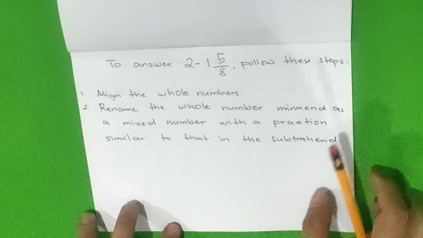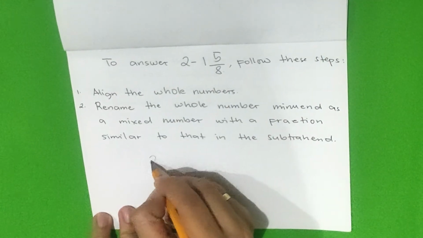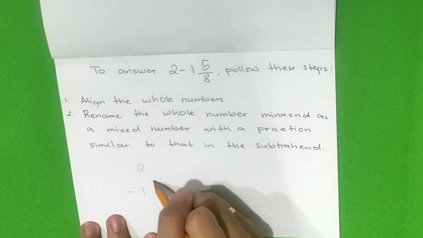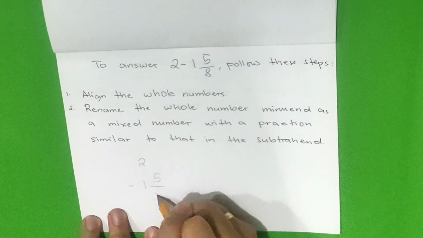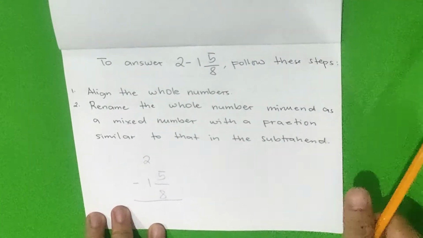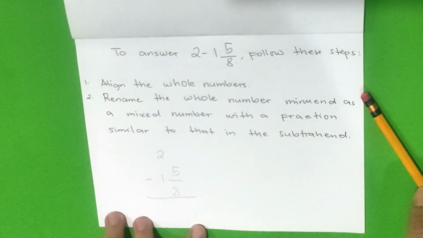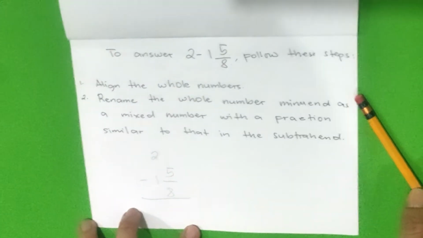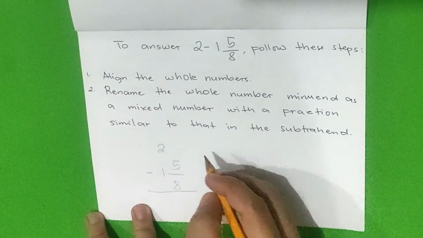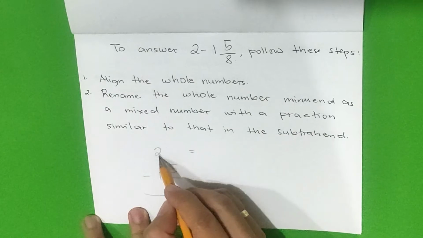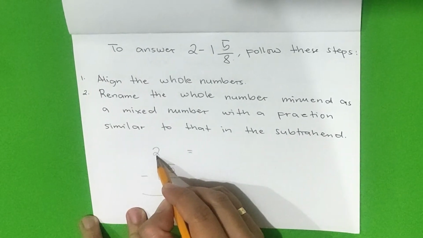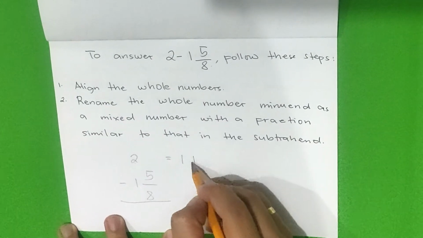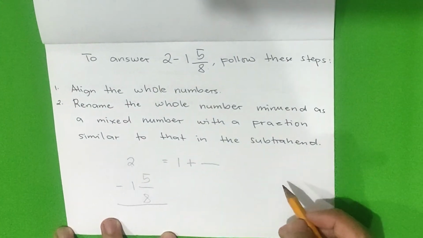First, align the whole numbers. 2 minus 1 5/8. Second is to rename the whole number minuend as a mixed number with a fraction similar to that in the subtrahend. So how will we do that? Now, let us rewrite 2 as 1 plus a fraction.